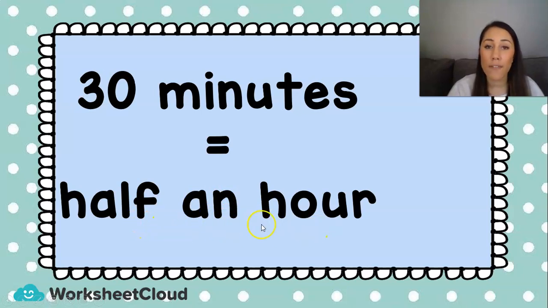So in half an hour, it will be half the minutes. So half of 60 is 30 minutes. So 30 minutes is called half an hour.